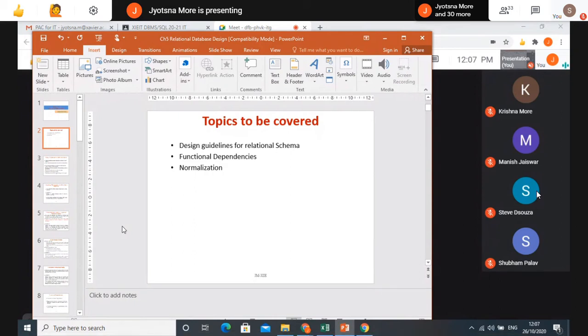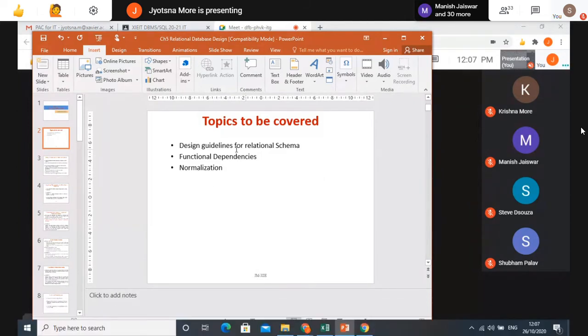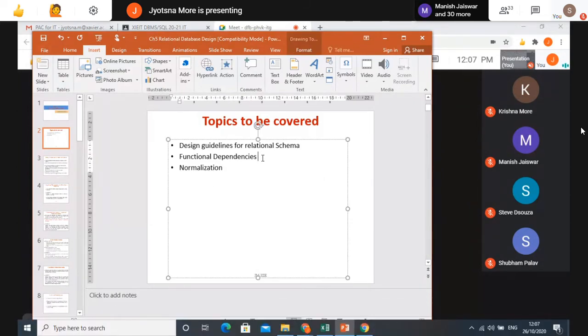5 marks. Just mention the guidelines and explain those. That is enough. After that, the main point is functional dependency. Most of the time, based on this functional dependency, they ask the definition of functional dependency. This definition you cannot write in your own words. It has to be properly, in technical terms, that you mention the definition of a functional dependency.